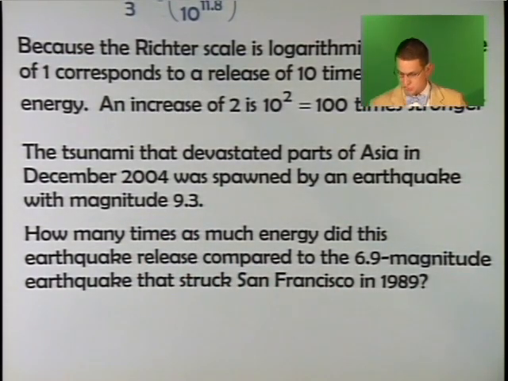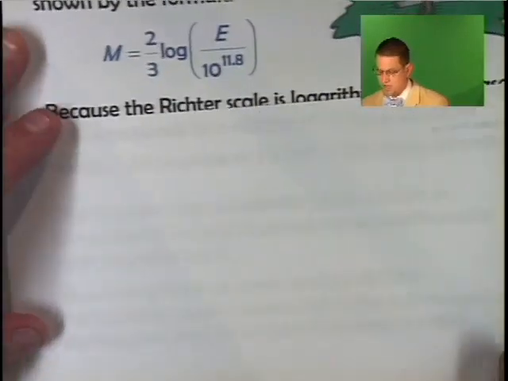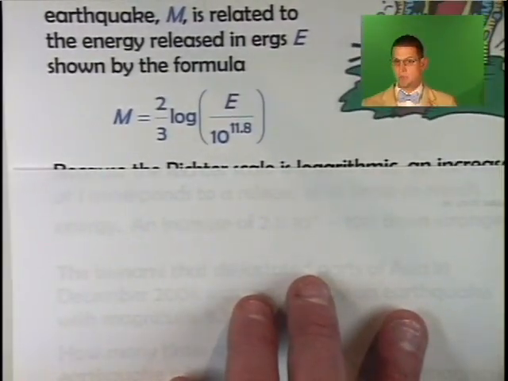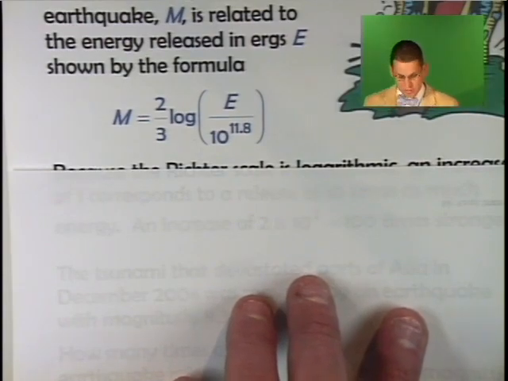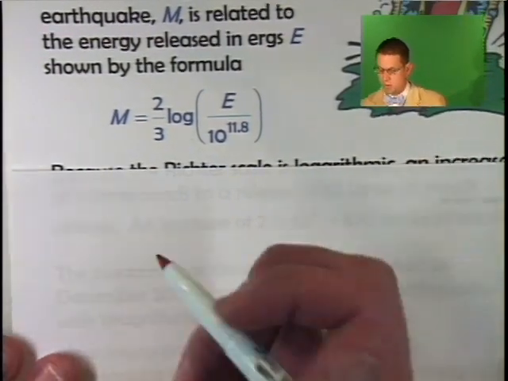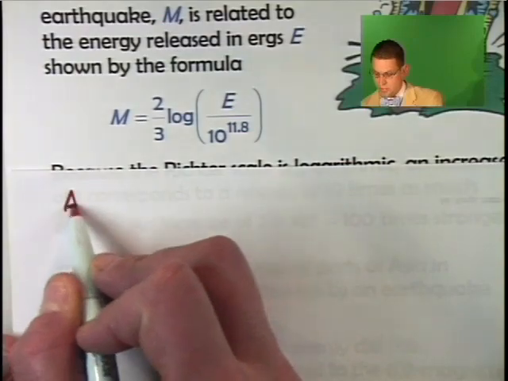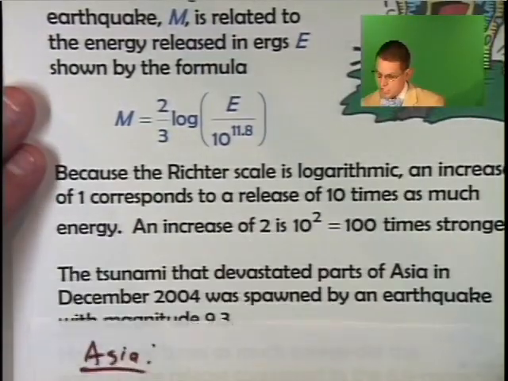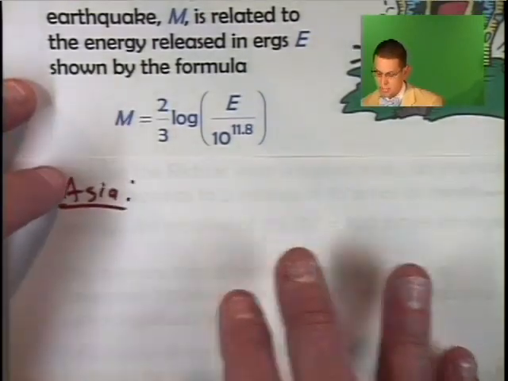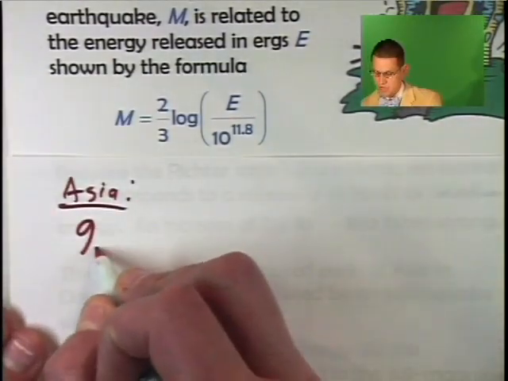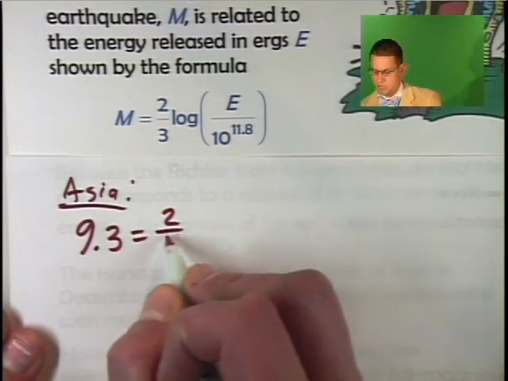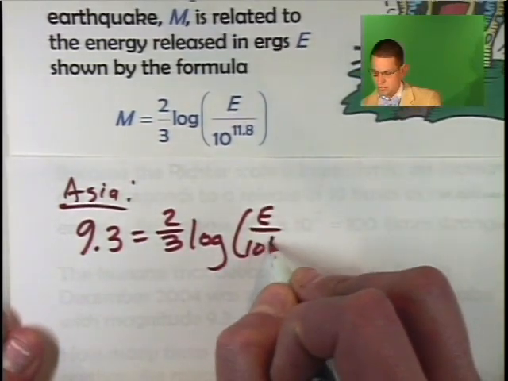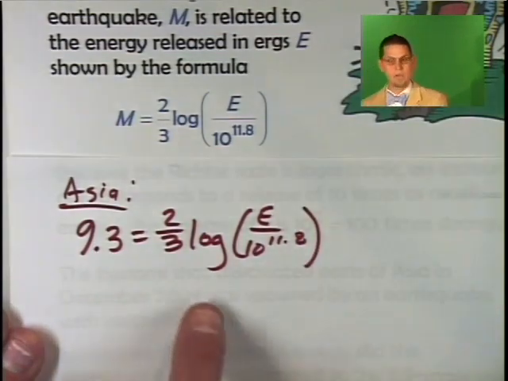Here are the calculations. We need to find the energy released by both of them. We're running out of time, so I'll walk you through it, and if you want the calculations, just email me and let me know. I know the magnitude. So if I look at the Asian earthquake, I can plug it into this formula. It measured a 9.3 on the Richter scale. So 9.3 is equal to 2/3 log of E over 10 to the 11.8.